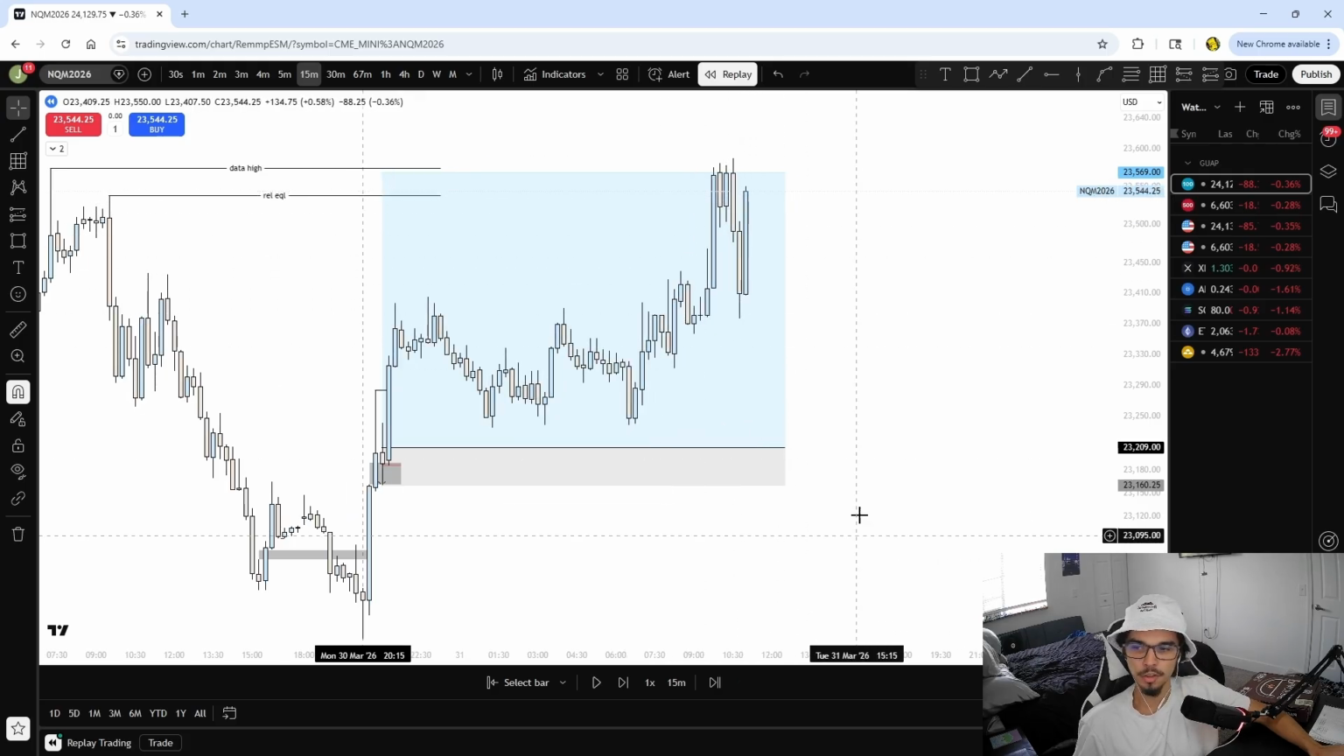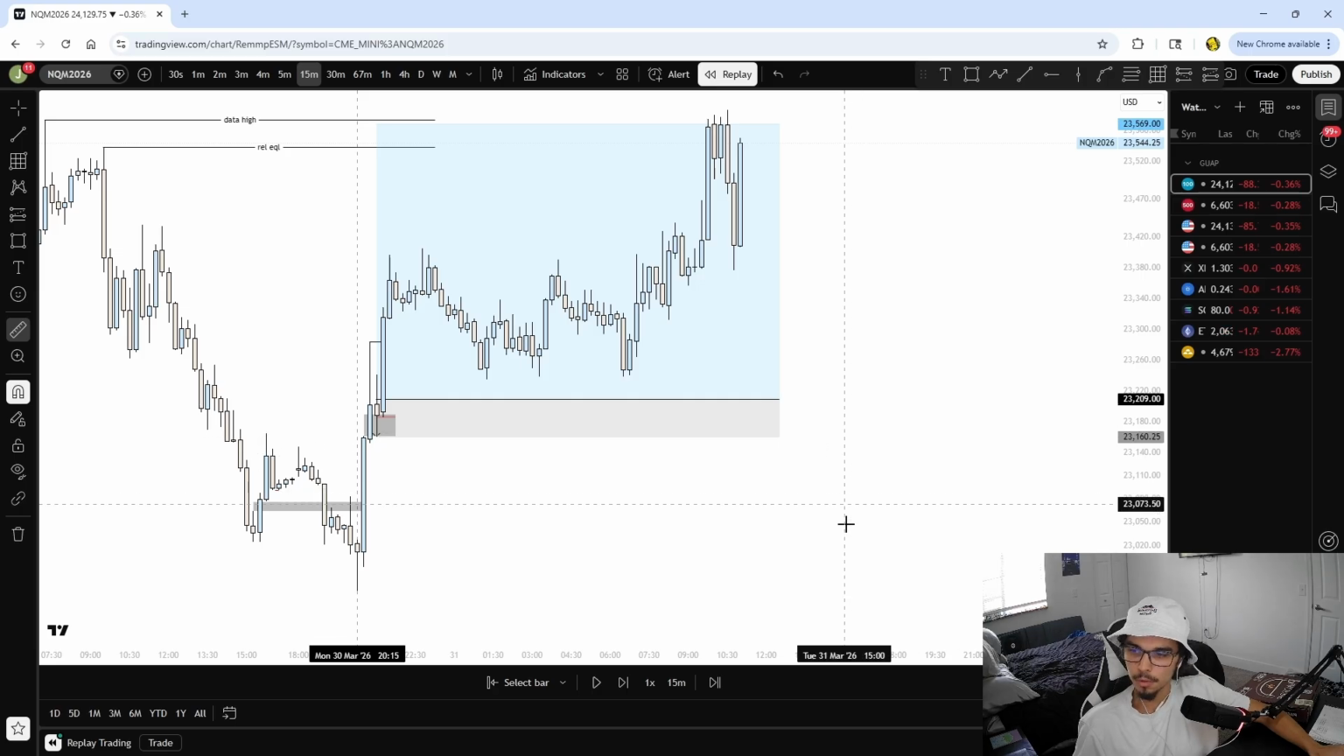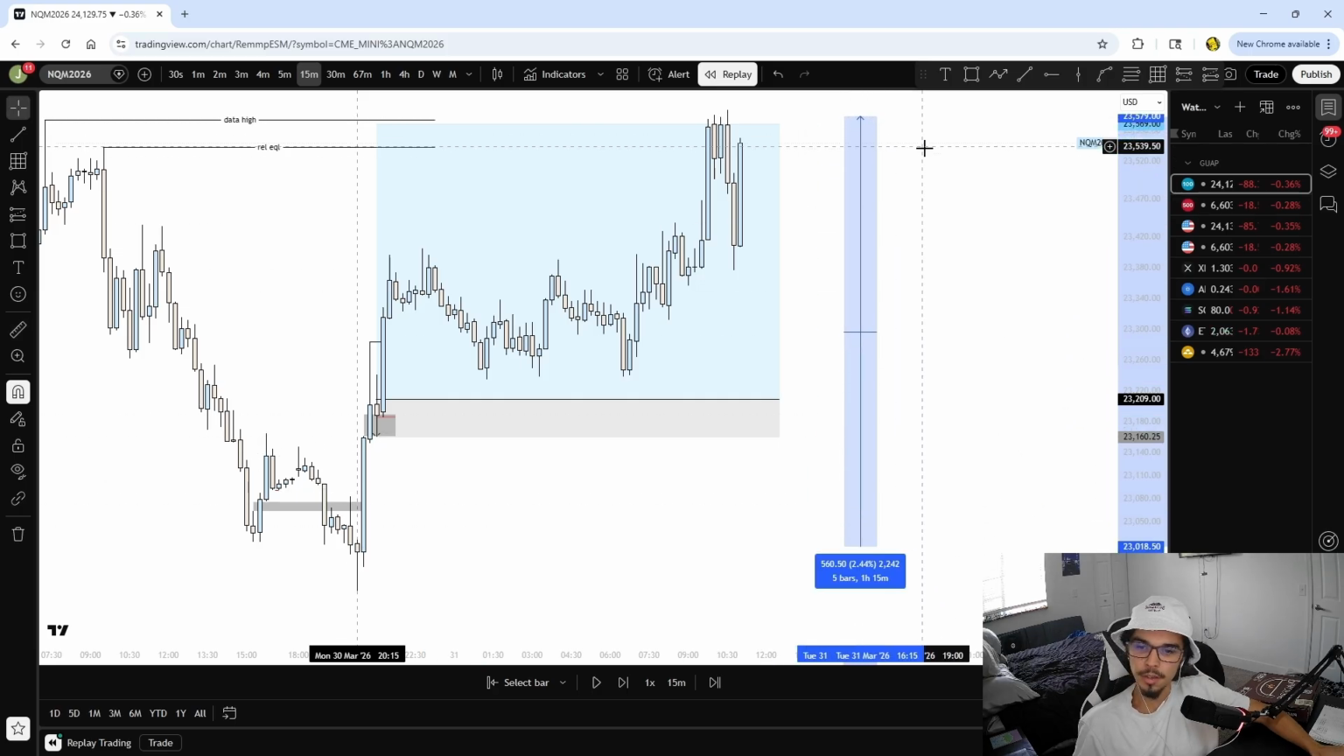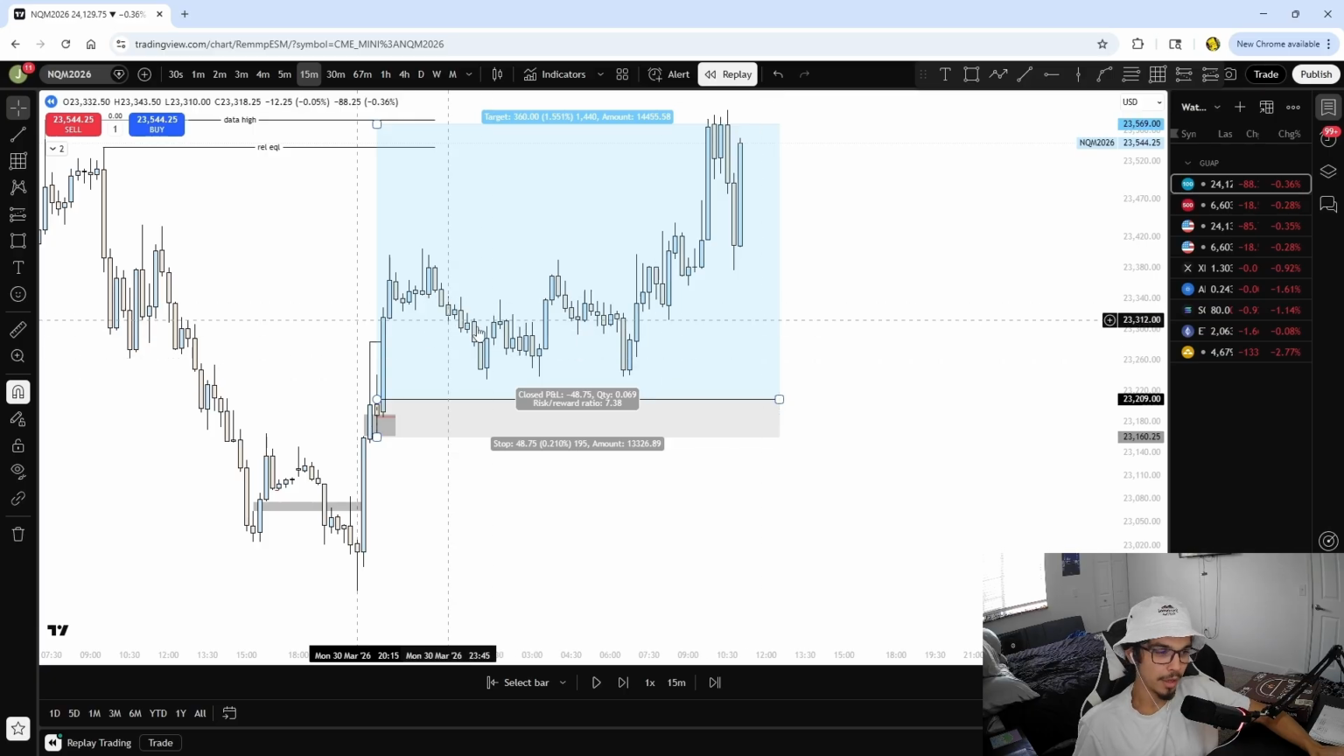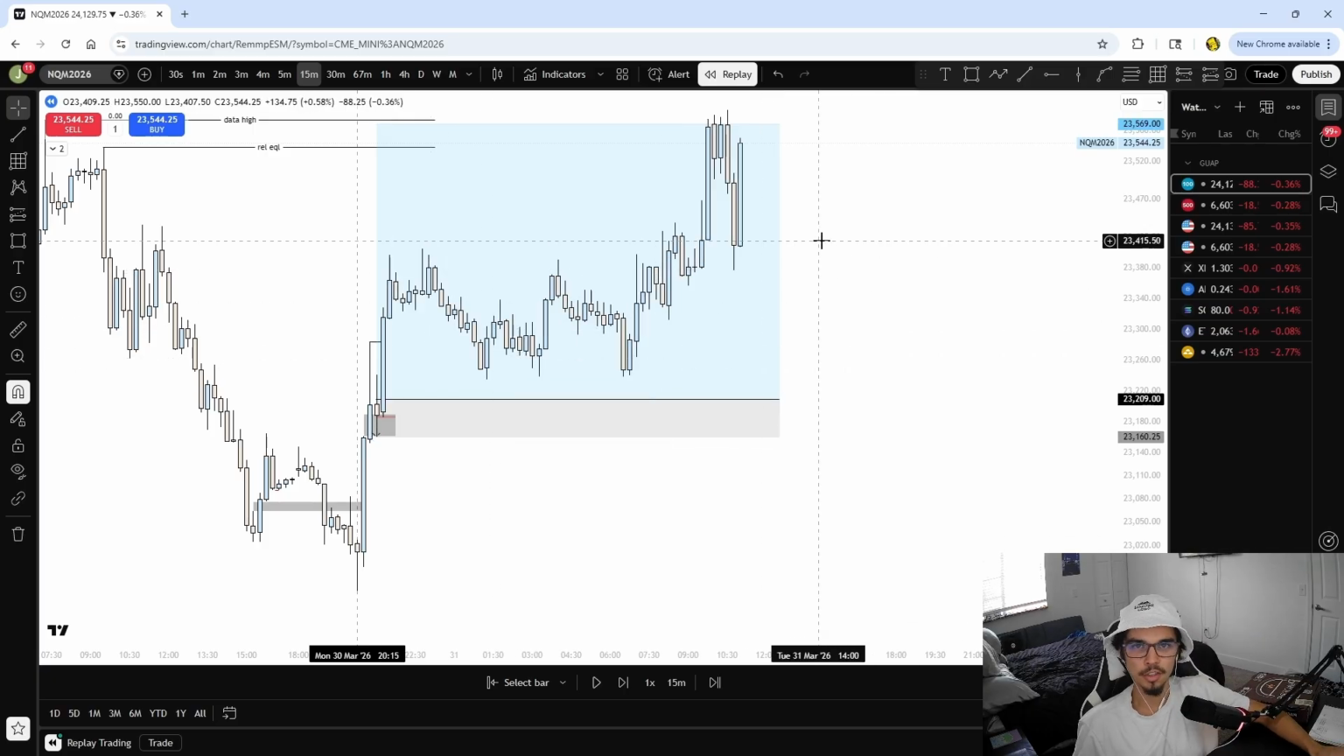And at this point in time, we're probably going to chop around because, well, we just created about a 560 point move. And after that move, what happens? Well, accumulation tends to come.